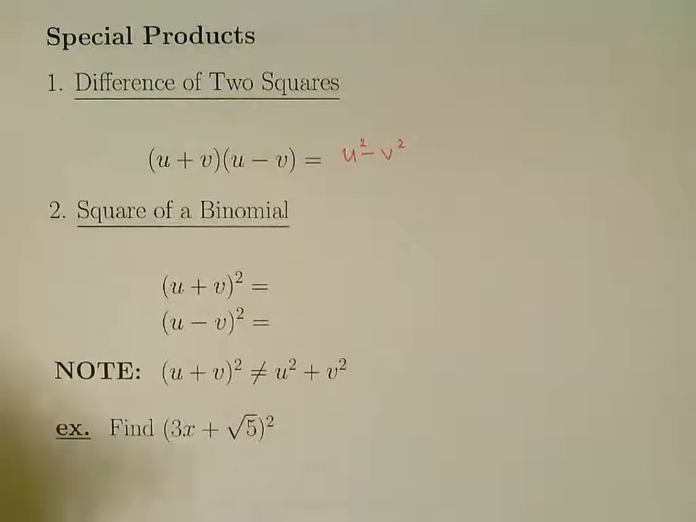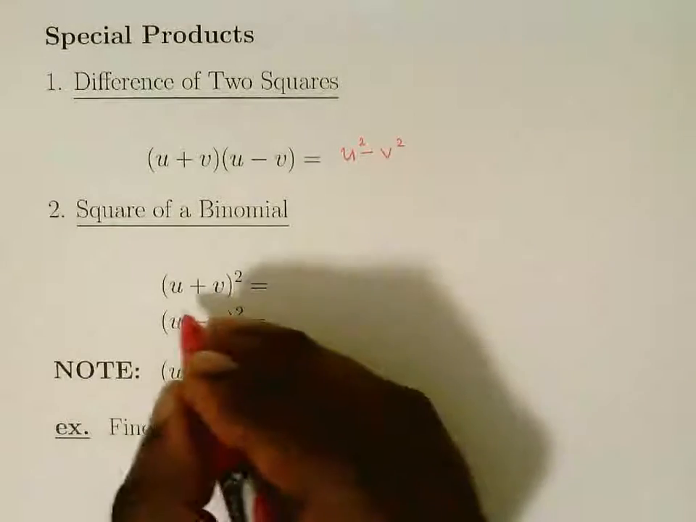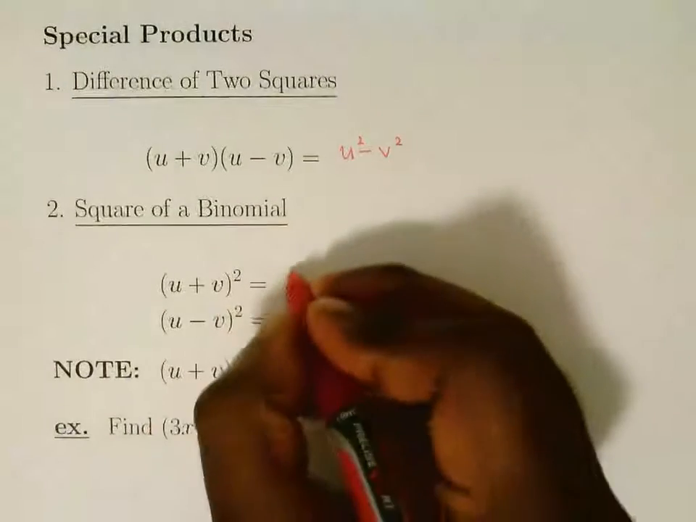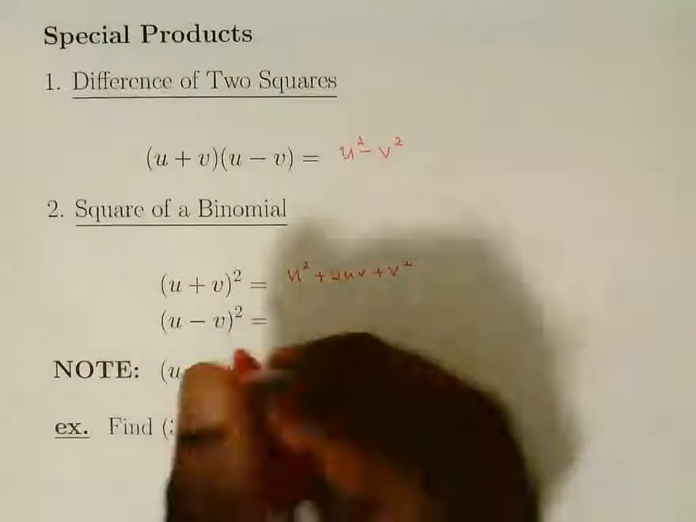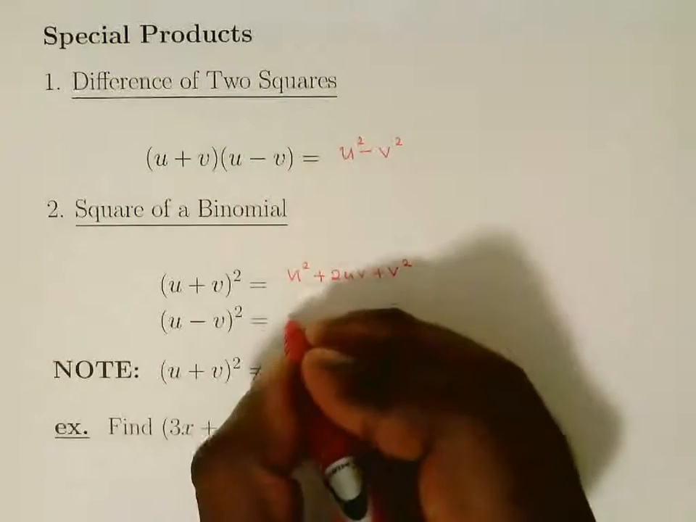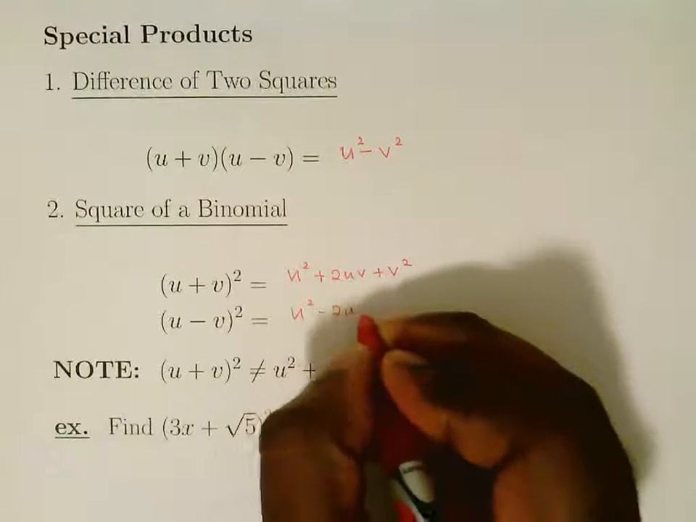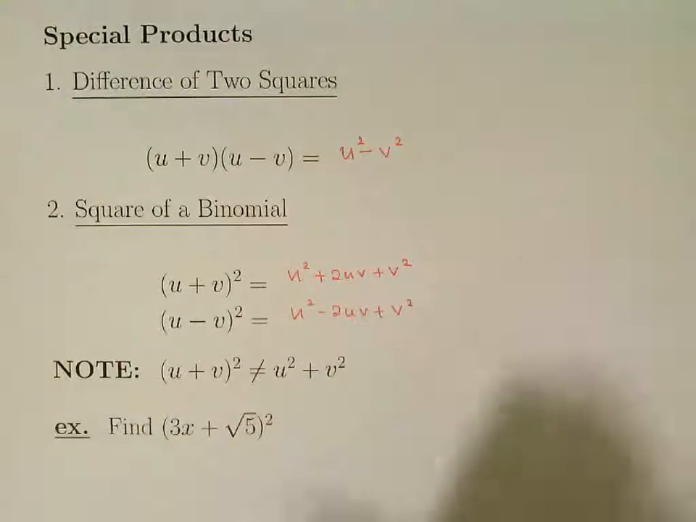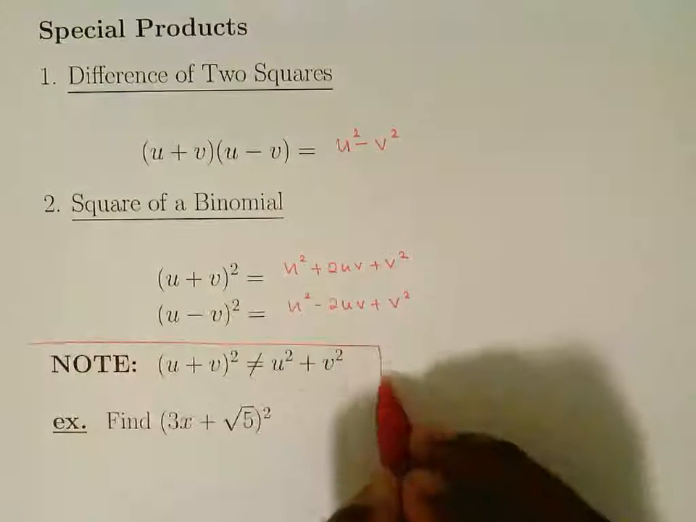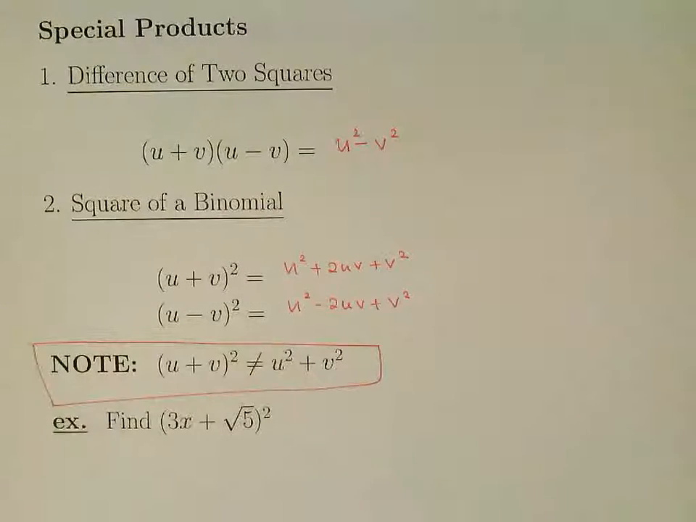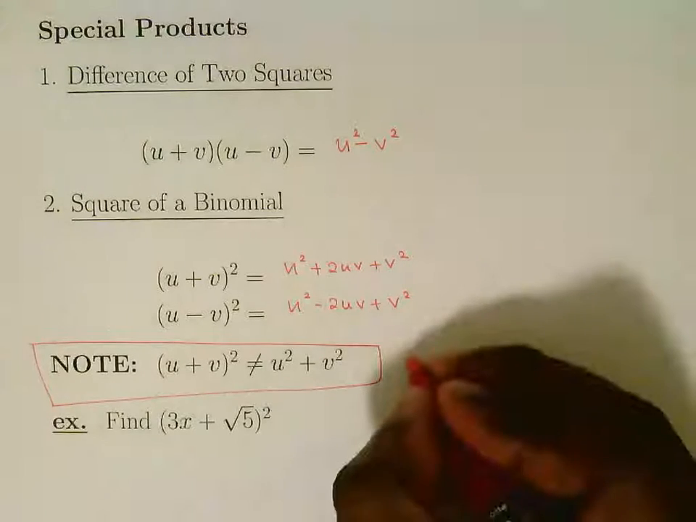Memorize this. And the formula for the square of a binomial is u squared plus 2uv plus v squared. And u minus v perfect square is u squared minus 2uv plus v squared. And remember, this was discussed in lecture 0 part 2, that is called the freshman dream. Don't do it.